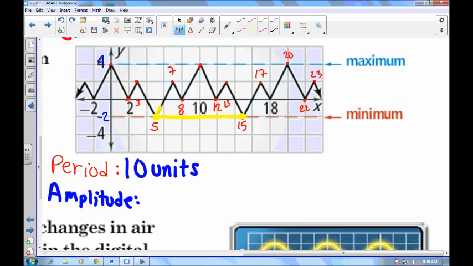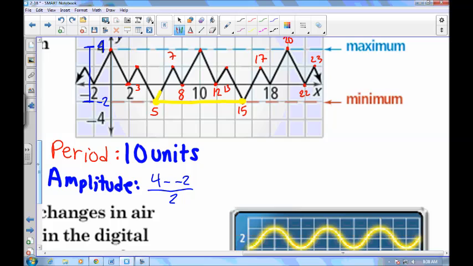So we just take our maximum and our minimum and subtract. 4 minus -2, and then we're going to split that in half to find the midpoint. 4 minus -2 is how much? Because you wiggle, squiggle, and you add, right? Wiggle, squiggle. So we get 6 divided by 2, which is 3. So the amplitude is 3.